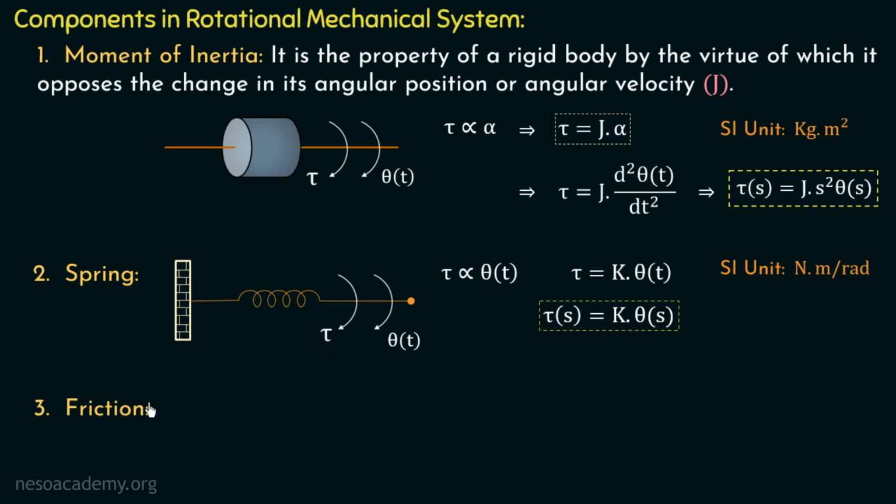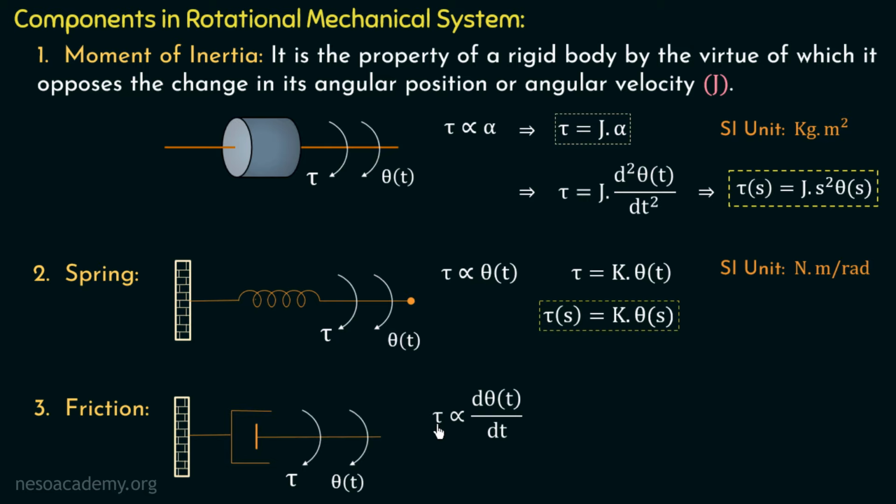We will now move on to the third component, which is the friction. We already know that the friction opposes the relative motion between two objects. In this case, the relative motion is rotational in nature. So if we consider a damper or a dashpot which is attached to a fixed support from one side, and on the other hand we are trying to rotate this by applying a torque tau, and due to this there is an angular displacement theta t, then in that case this damper will try to oppose this rotational motion by applying an opposing torque, and that opposing torque will be directly proportional to the angular velocity.